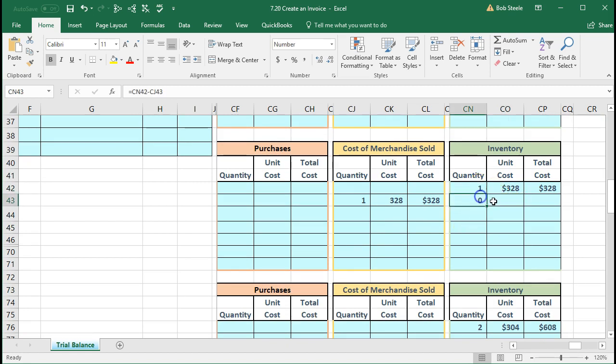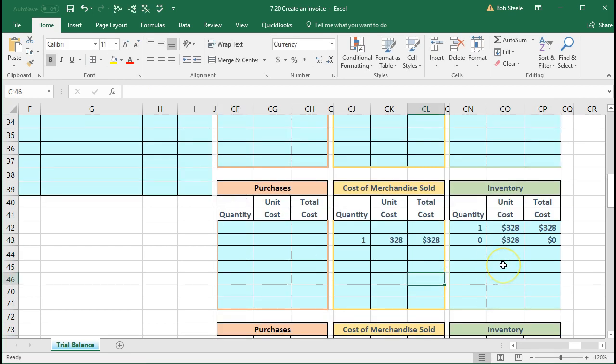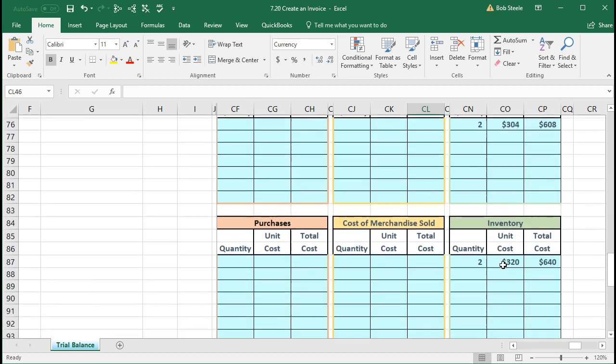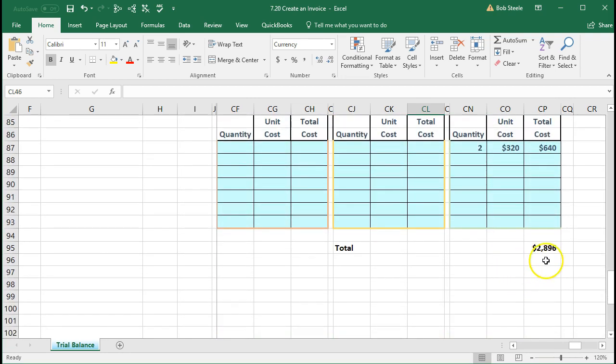We had 1 and we sold it at 328. You could just type in the 328. I'm using formulas. If we multiply this out, 0 times 328 means, of course, we have nothing left as of this date. So now we got to go down to this total down here. Notice what the total is doing. There's no best way to do this unless we use kind of a complex formula.